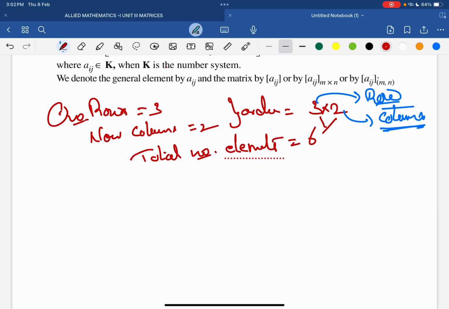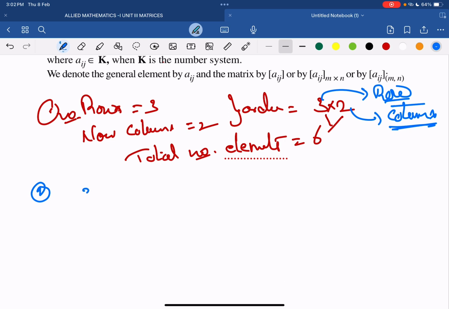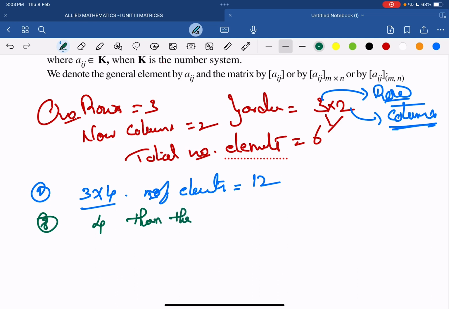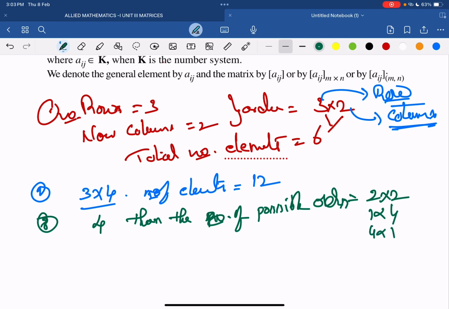Next, if the order of a matrix is 3 by 4, then the number of elements is 12. Another example: if a matrix has 4 elements, then the number of possible orders equals 2 into 2, 1 into 4, 4 into 1. So the number of possible orders is 3. We will get 3 orders.